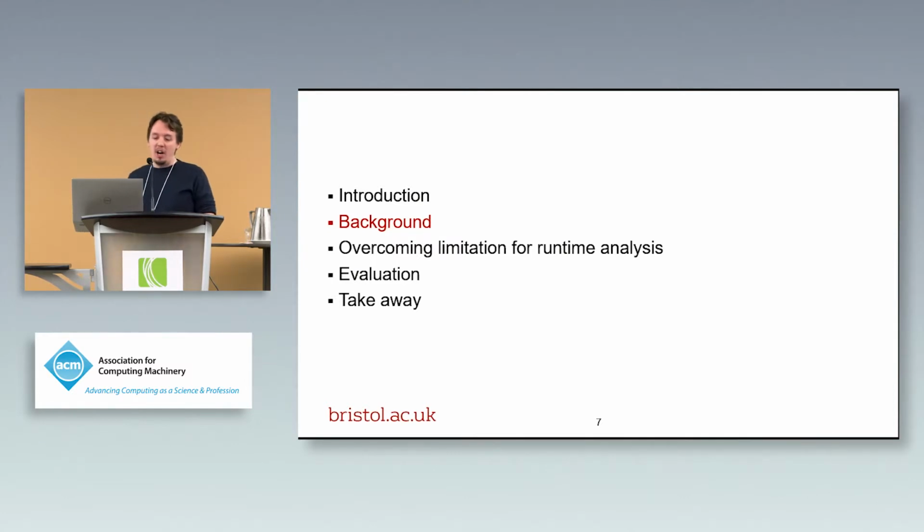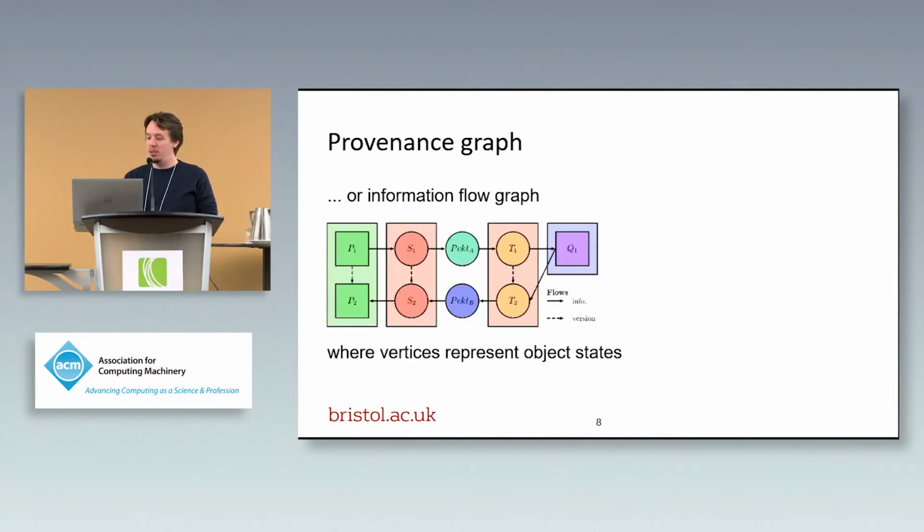So now we're gonna have a very brief background. So we talk about provenance graph, but really when you start to look a bit at some of the work on provenance-based security at the operating system level, we could as well talk about information flow graph. And what the graph represents is exchange of information between states of objects in the operating system.